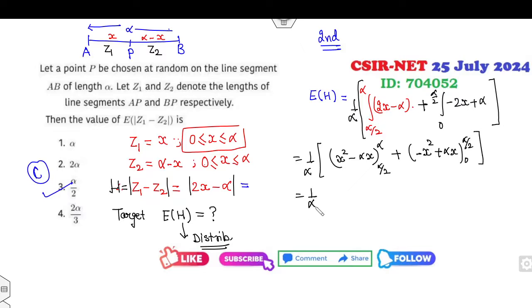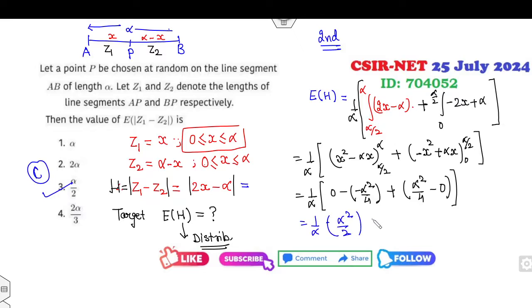So that will be 1 over alpha. If you substitute alpha, it is 0. If you substitute alpha by 2, it's minus alpha square by 4 plus alpha square by 4, which is 0. Now clearly, minus minus plus, it will be twice, that is alpha square by 2, so again the answer is the same, C is the right answer. So if you remember the shortcut trick about the distribution, you can simply say this follows the uniform distribution and then get the mean straightforwardly.